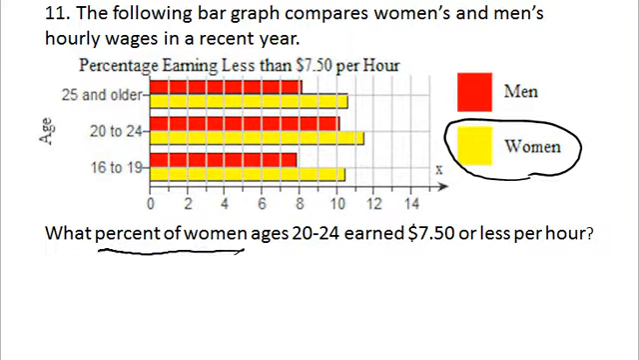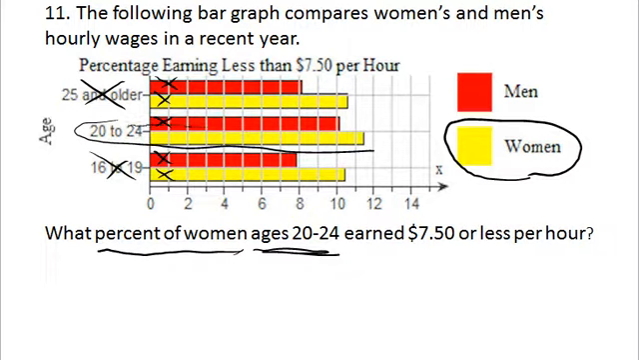And they're asking us about women, so we really don't care anything about the red bars at all. We're strictly looking at the yellow bars. And they're also asking us about the age group from 20 to 24, so we really don't care anything about that at all, or that at all. So obviously we're strictly looking at this 20 to 24 bar that represents the women, which is the yellow. So that's the only thing in that whole graph that we're concerned about.